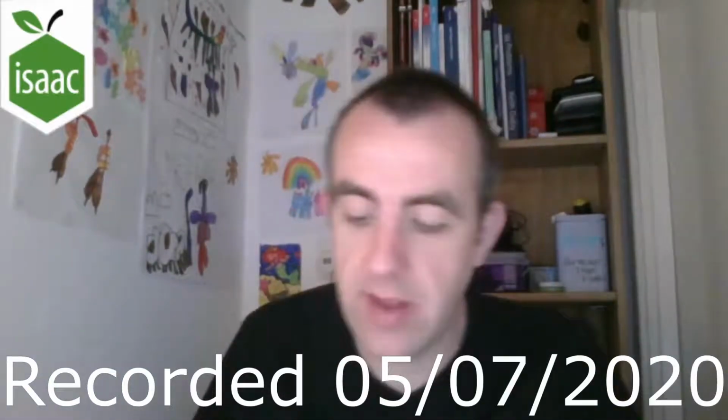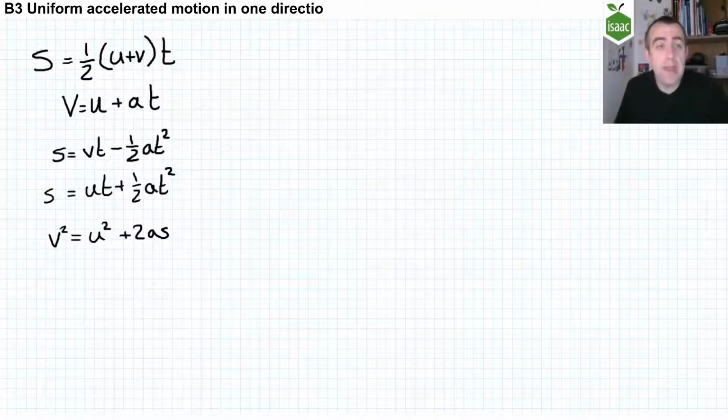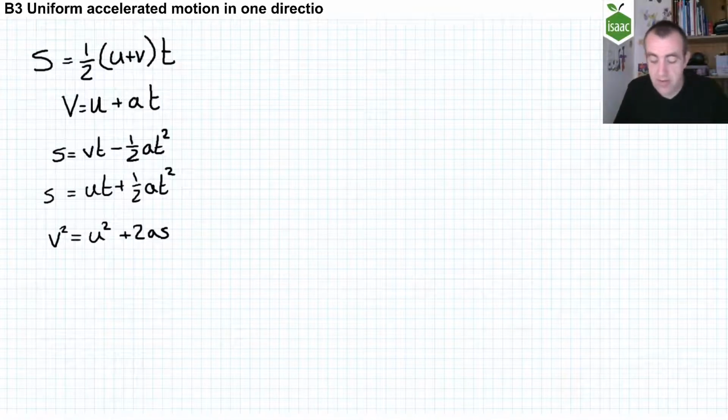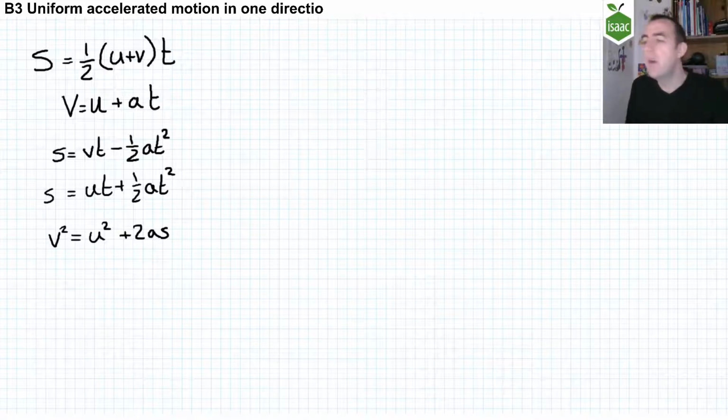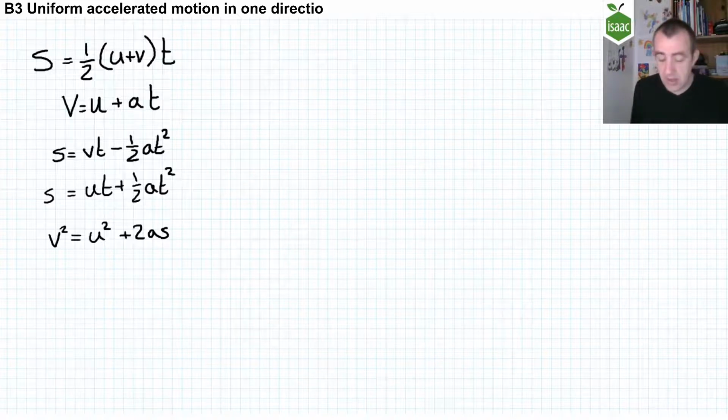This video is about B3, uniform accelerated motion in one direction. In this video, we'll be making use of 5 equations for uniform acceleration. These are derived in a different video if you want to watch that. This sheet relies on you finding the correct equation to use, rearranging, substituting and getting the answer. But there are a couple of tricks in it.